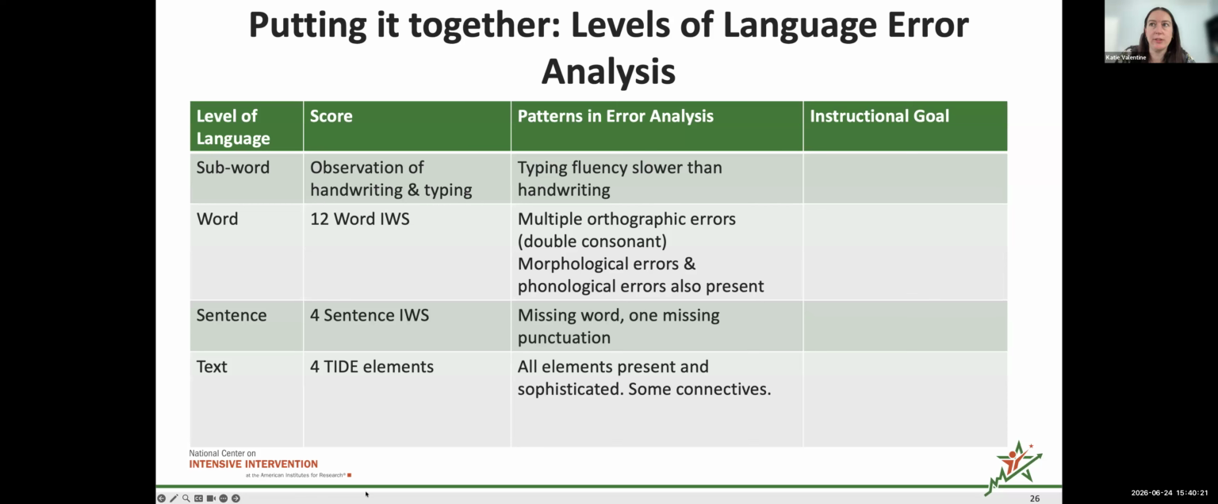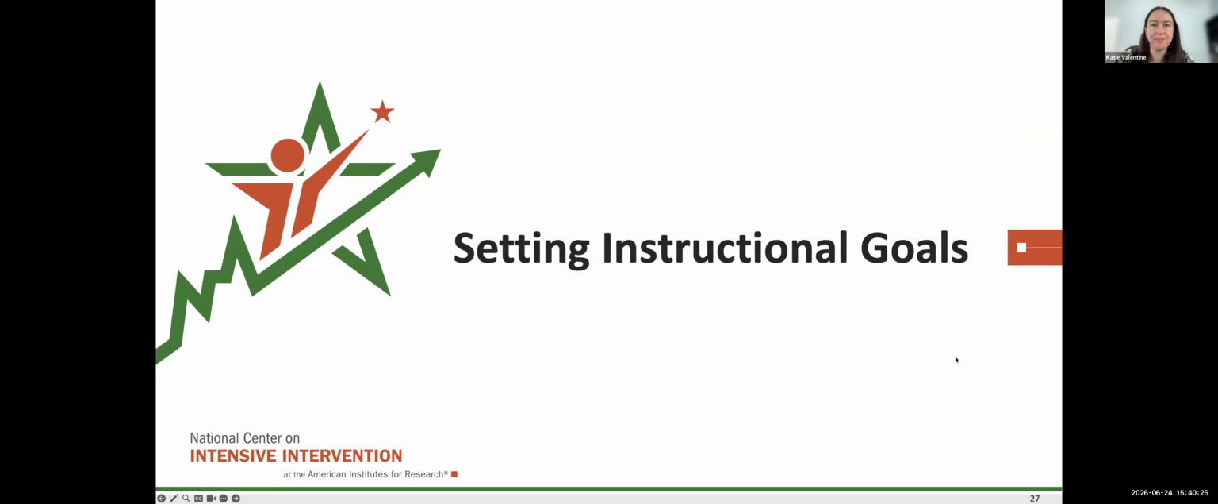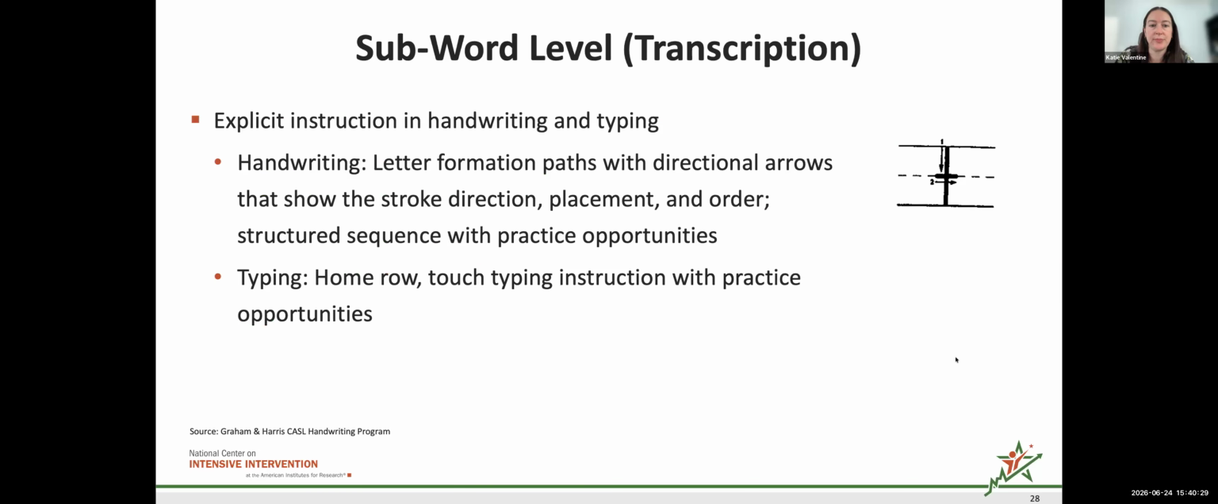Next, we're going to talk about the instructional goals. So what does this actually mean on this last column? The beautiful thing about the levels of language framework is that we use it in our assessment, like we did with the error analysis, and it translates directly into instructional goals and instruction. So we can use the same framework to think about instruction. We'll talk first about subword level and we'll go all the way through text level.